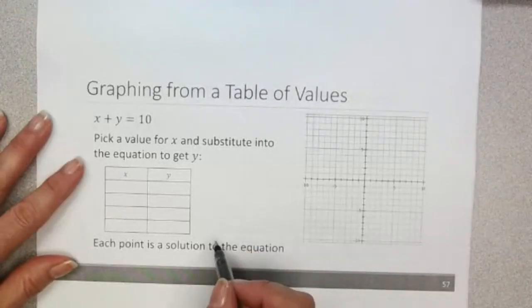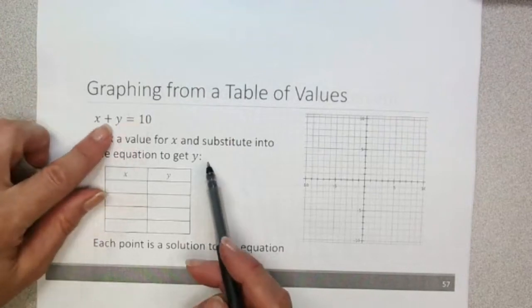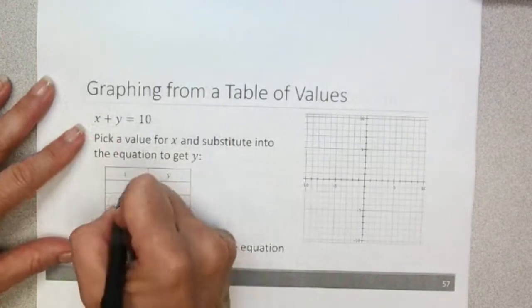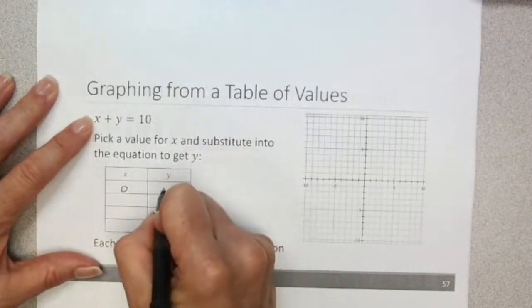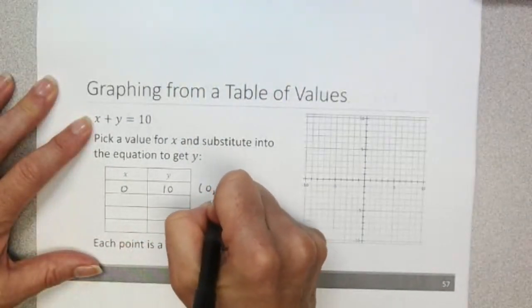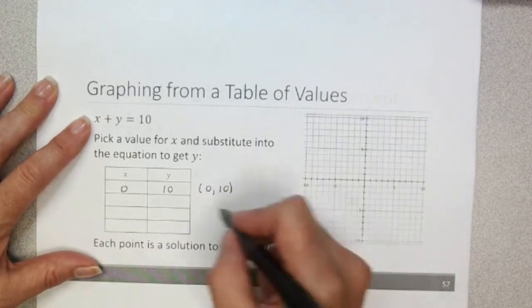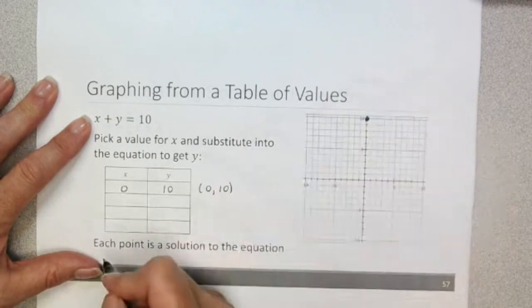We just need to pick some x's and calculate the y that goes with that x to make the equation true. So, say x is 0. If x is 0, 0 plus what equals 10? y would have to be 10. Those are the coordinates of 1 point on this line: (0, 10). So I could plot that point. x is 0, y is 10. That's that point up there.